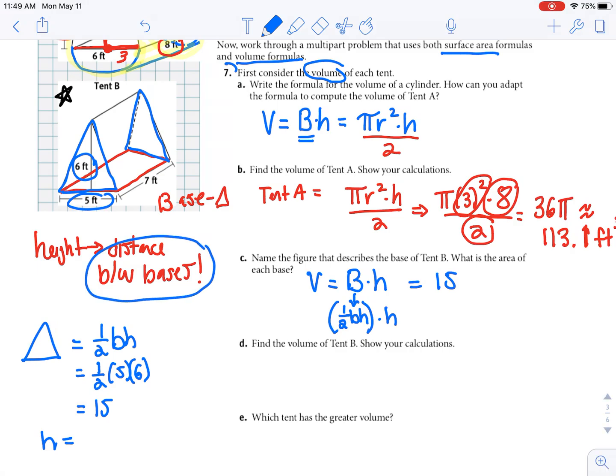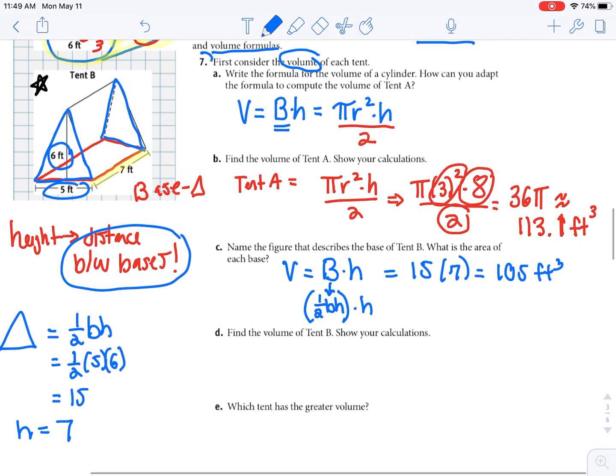The height of my prism is, remember, the distance between the bases. So the height of my prism is this 7 feet. And I'm going to be plugging in then that 7 for my height. So the volume of my triangular prism, or tent B, is 15 times 7, which is 105 feet cubed.